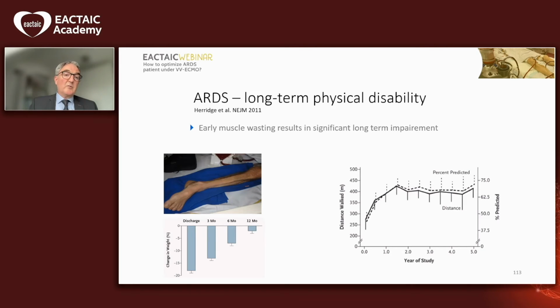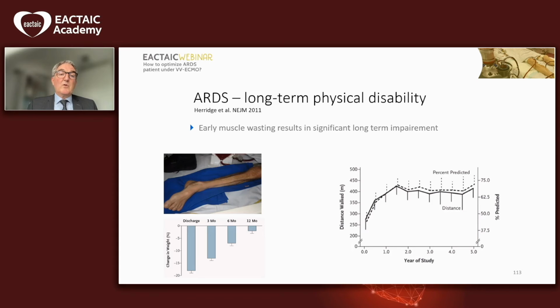And if we are talking about ECMO, it's very well investigated for ARDS patients. We really do know that ARDS patients, even younger patients without pre-existing strong comorbidities, have an extensive loss of muscle mass, and a high percentage of these patients, even 5 years after discharge from ICU, can only walk 75% of the predicted distance when compared to healthy controls.